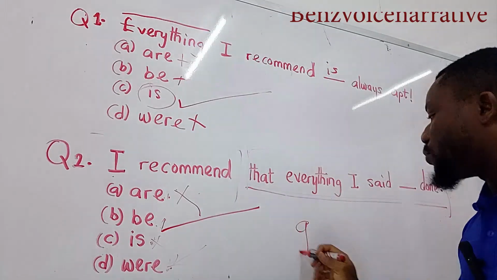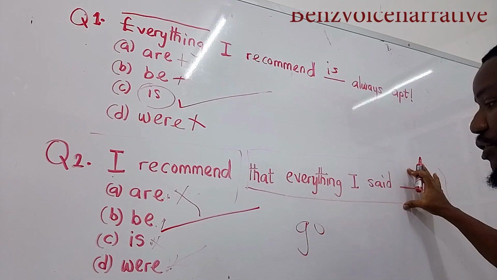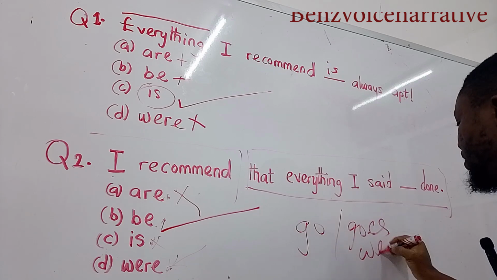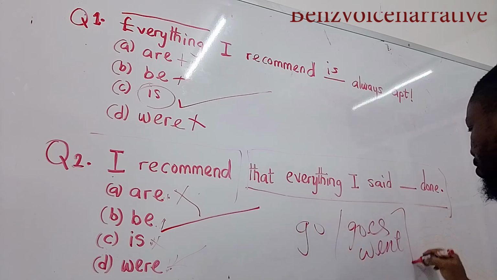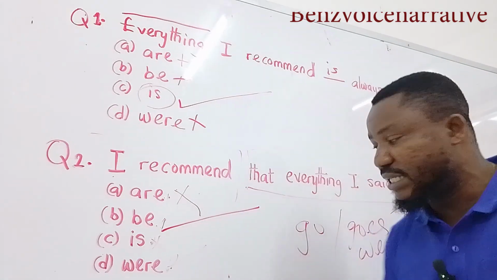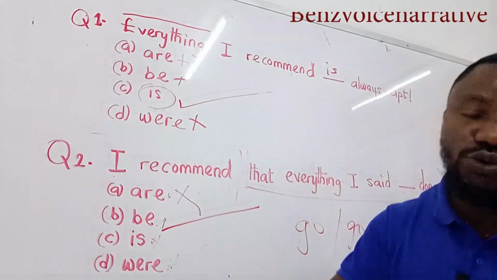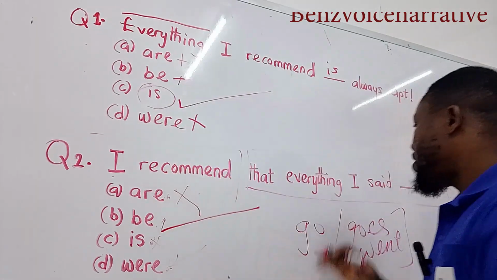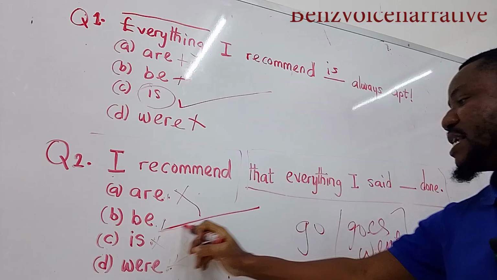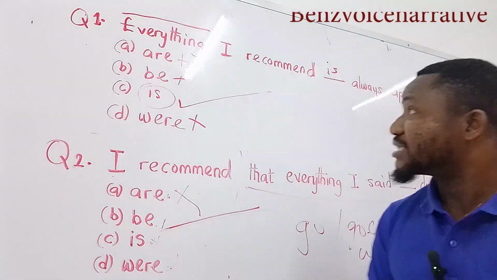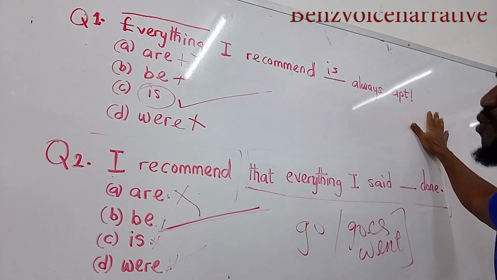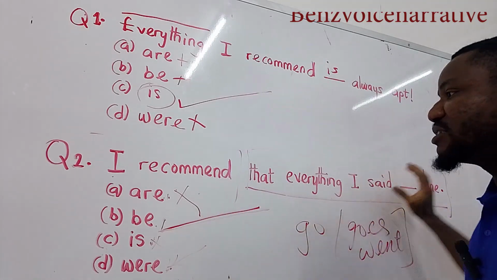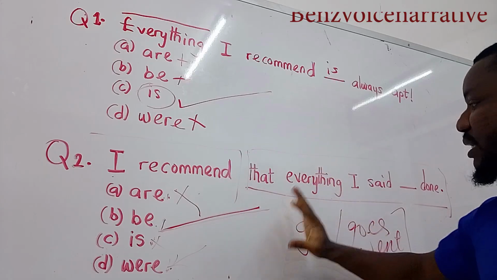For example, if you have the word go, the verb go can fit in here. You can't have such words as goes or went, because these words show singularity or plurality. It is just the base form of a verb, which is what we have here. I recommend that everything that I said be done. So, that is it. Everything I recommend is always act. I recommend that everything I said be done. So, this is a typical structure for mandative subjunctive concord.